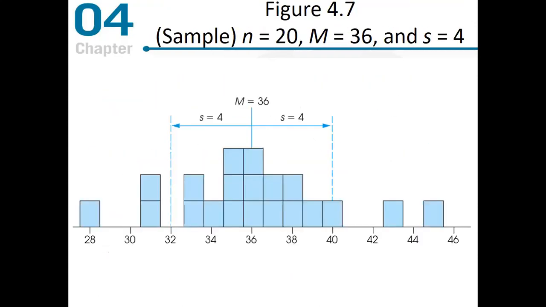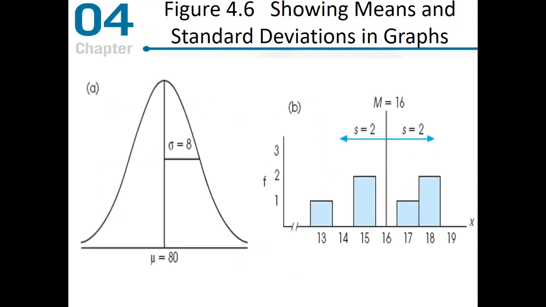Okay. I want to go ahead and show you. Here we have some different graphs showing us how we can plot means and standard deviations. We did an example like this in class the other day. Here we have a frequency graph, and you can see the mean is 16, and the standard deviation is equal to 2. Okay, we typically have arrows pointing out of each side of the mean, 2 points.